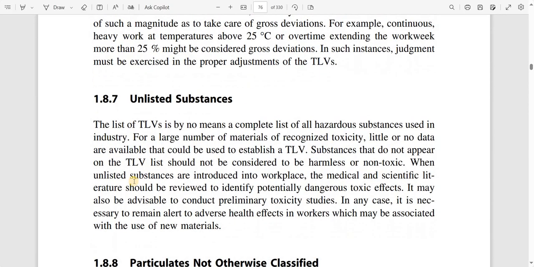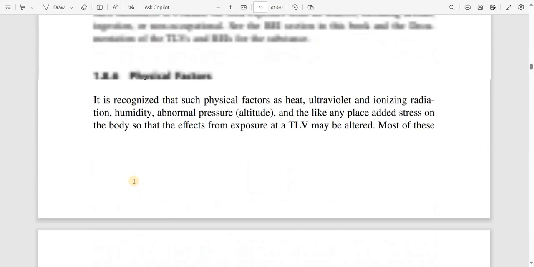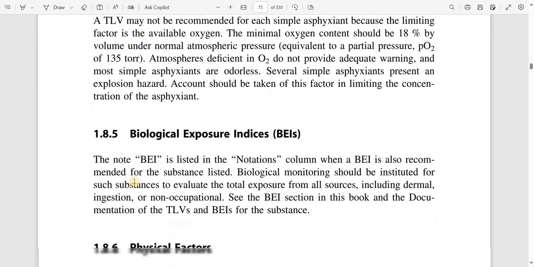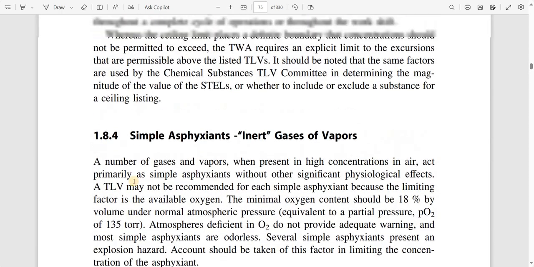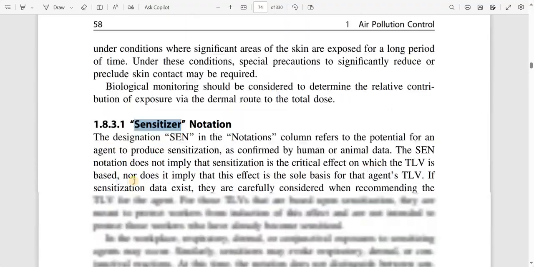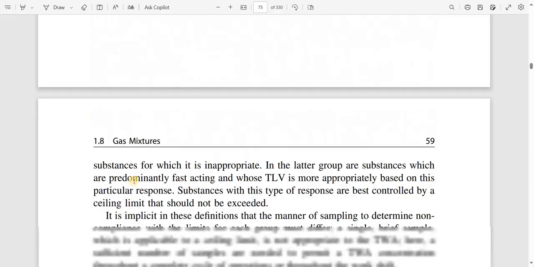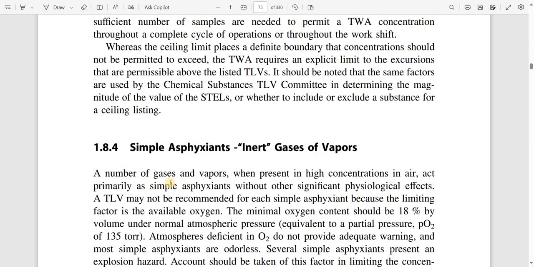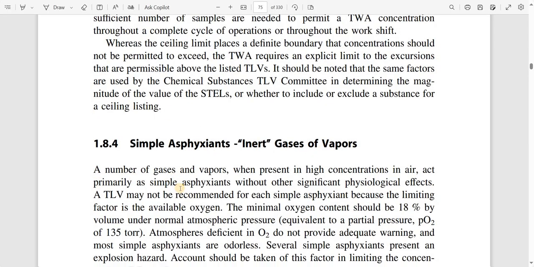Unlisted substances. What is this, man? 3.831. Okay, now there is sampling of inert gases and vapors.